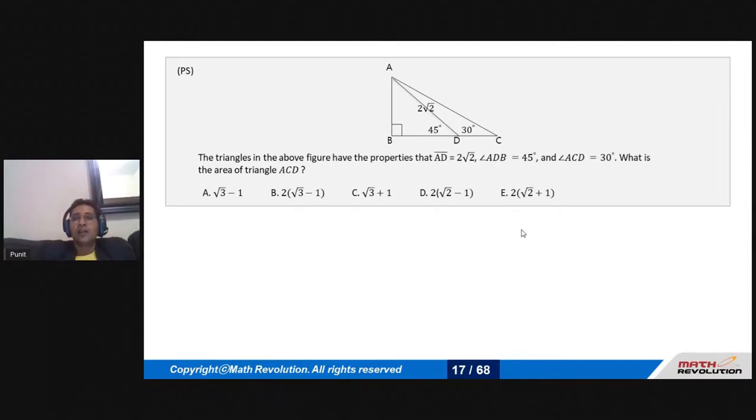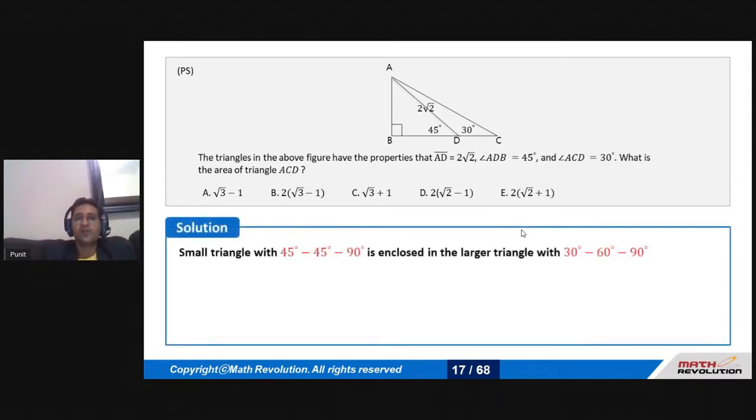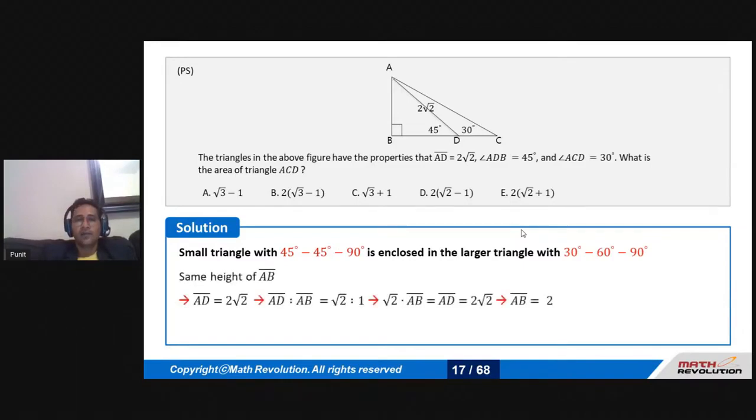Now let's talk about angle ACD being 30 degrees. So the whole triangle ACB would be 30, 60, 90. And now we have to find the area of triangle ACD. When we talk about the area of triangle ACD, the smaller triangle is 45, 45, 90, and it is enclosed in the bigger triangle, which is 30, 60, 90.